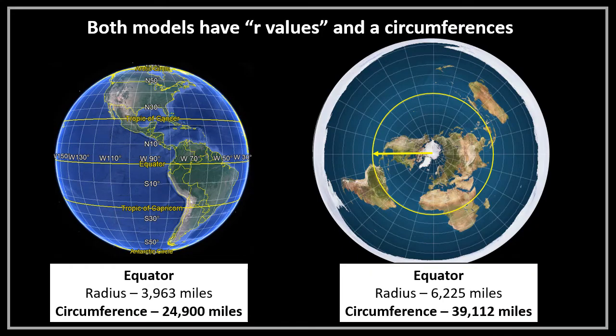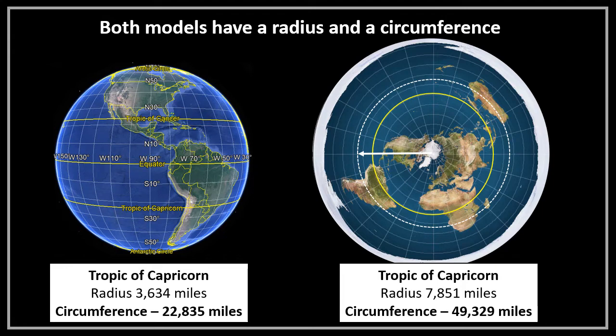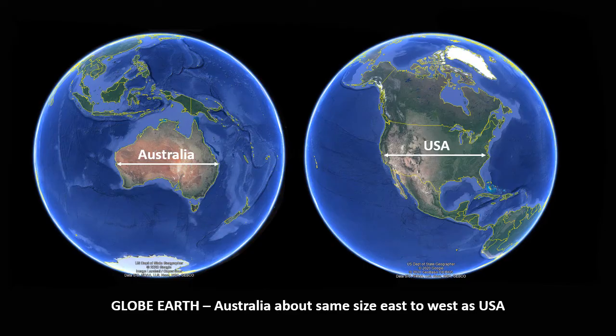Nathan, both models have R values and circumferences. And look at the difference of the equator. The circumference of the flat Earth equator is over 14,000 miles longer than that of the globe model. And the circumference of the Tropic of Capricorn on the flat Earth is over twice the length that it is on the globe model. So let's make a comparison of two countries. Here we have Australia in the southern hemisphere, and on the right we have the United States of America, and we can see on the globe that they are about the same distance east to west.